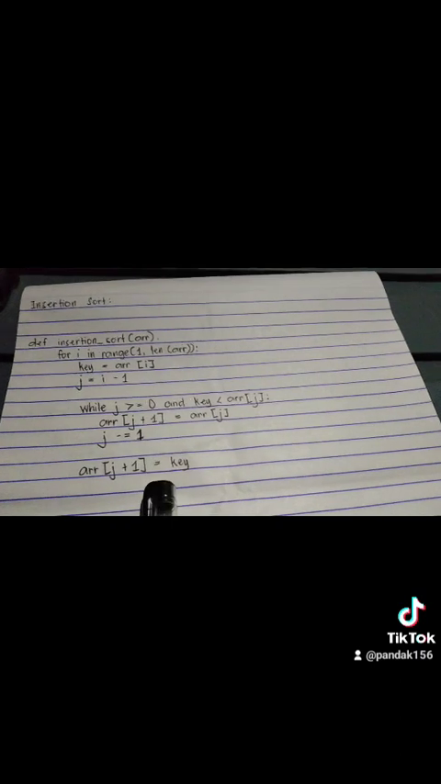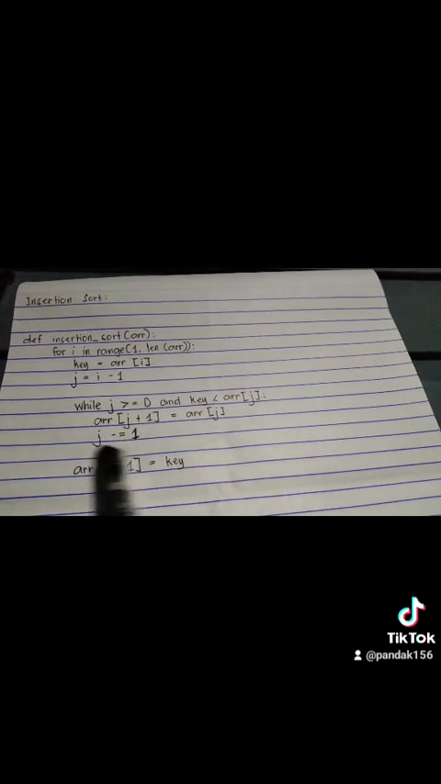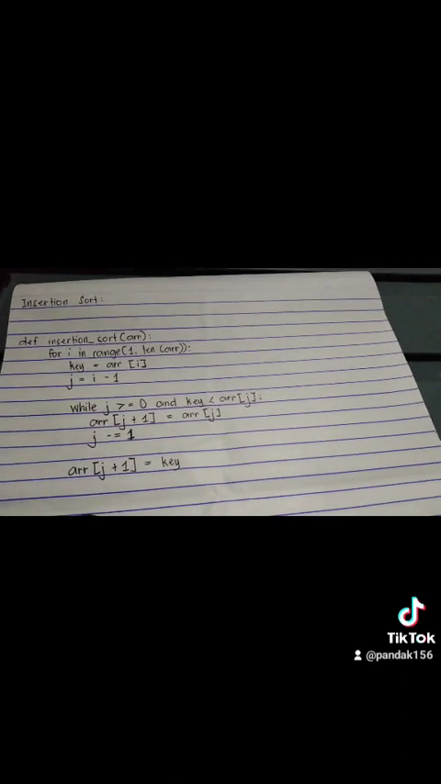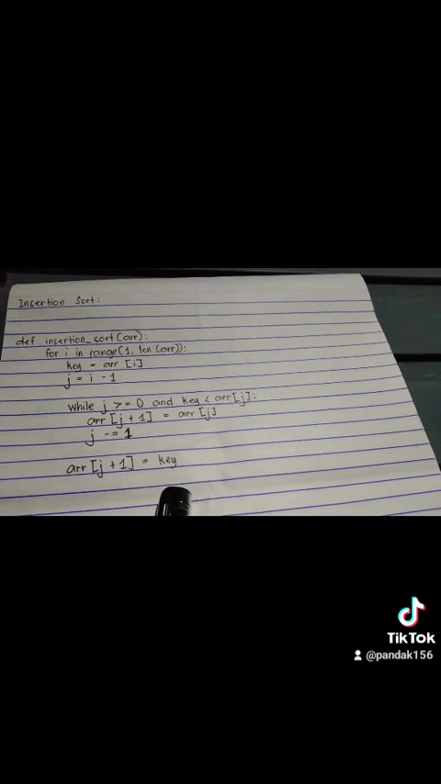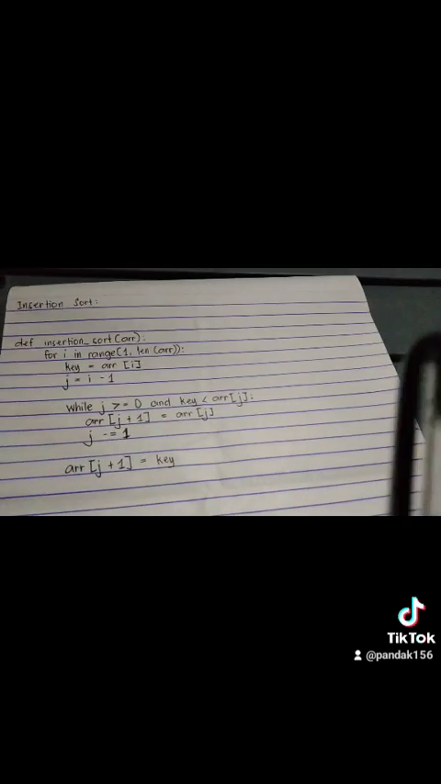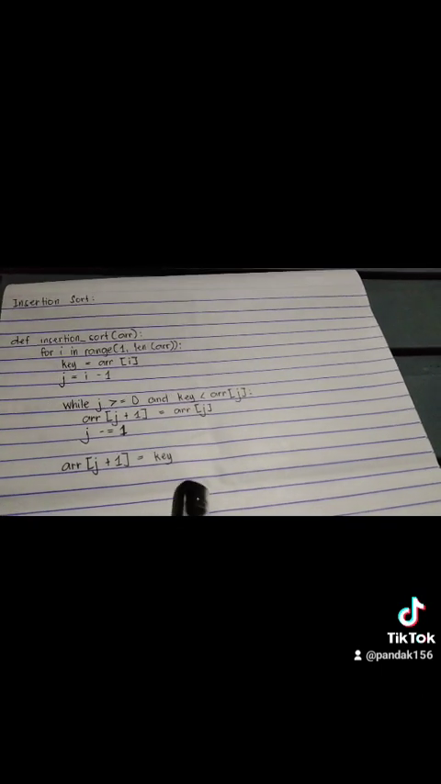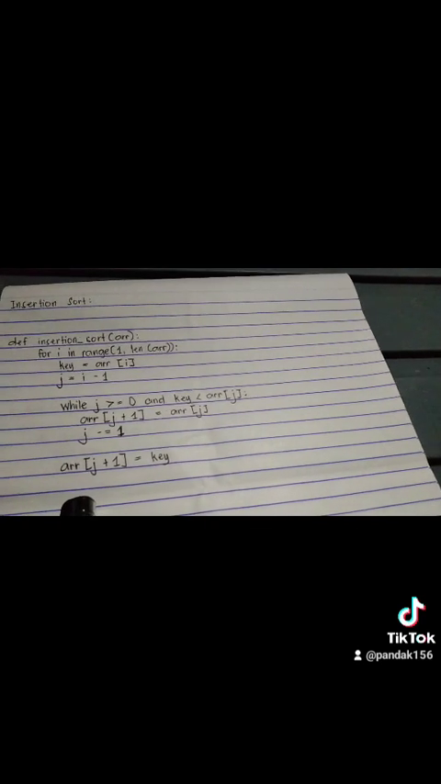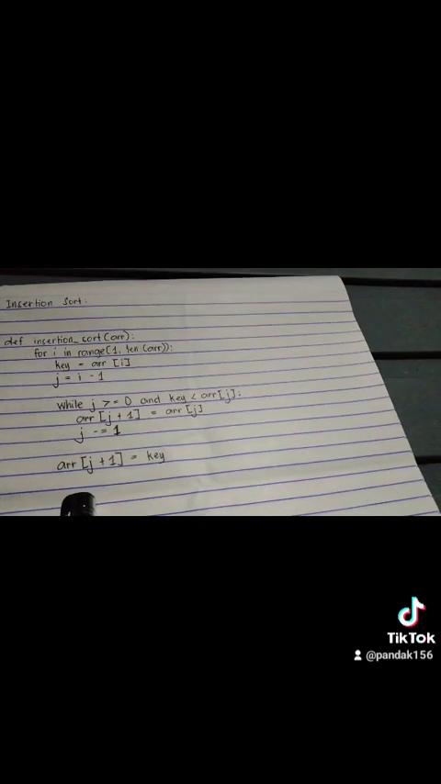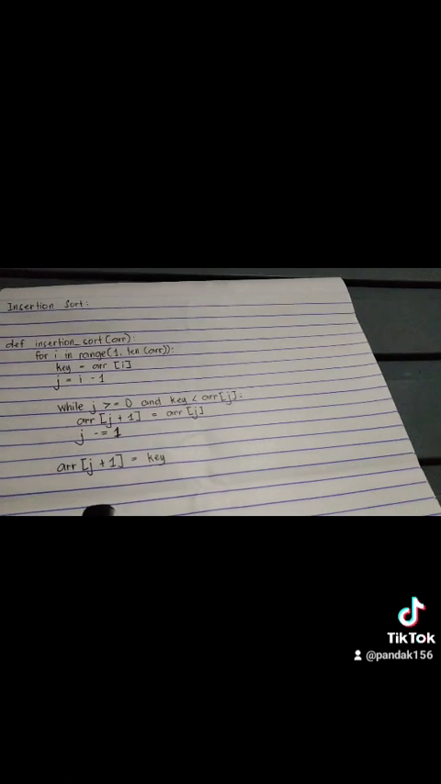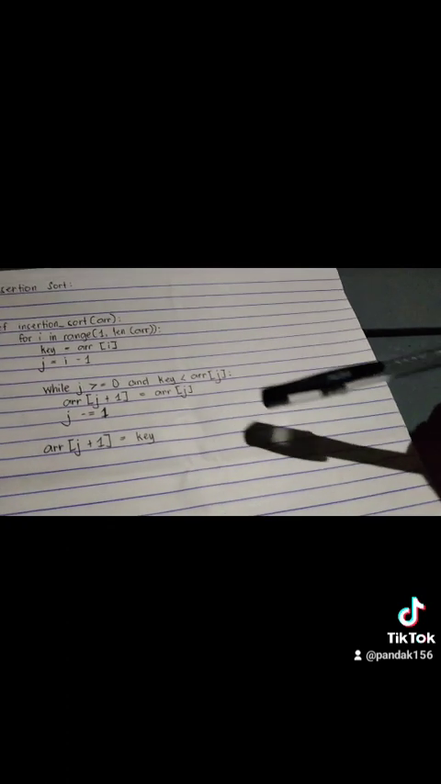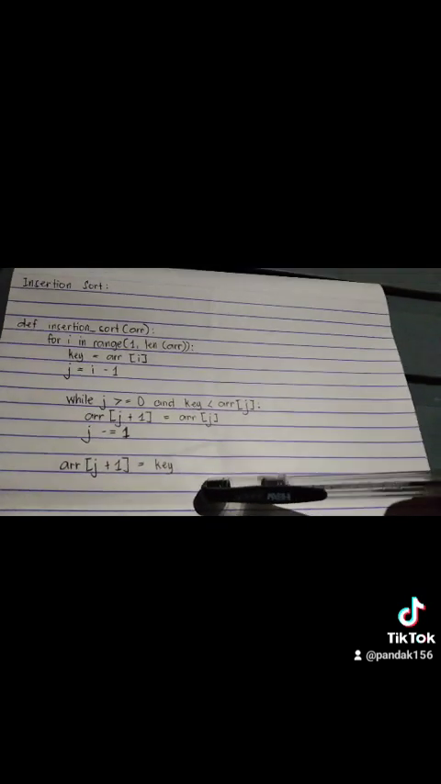array[j + 1] = k. In this line, once the correct position of the k is found, where k is greater than the element at the index j or j becomes minus 1, the k is placed in the correct position in the sorted part of the array.